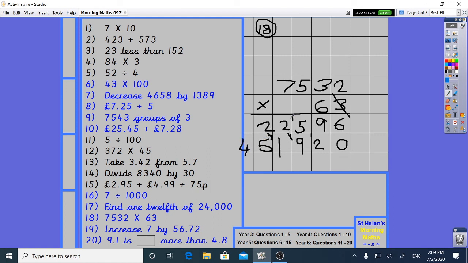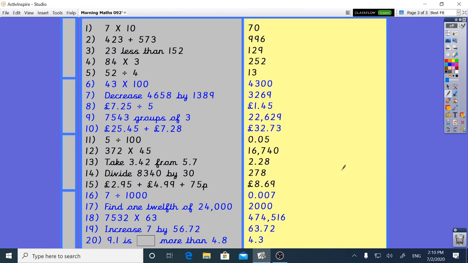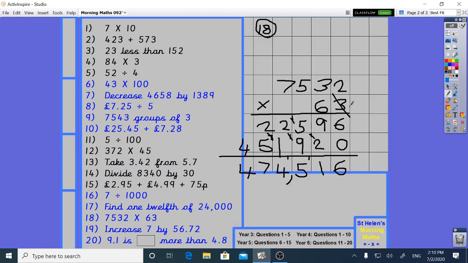Don't accidentally add on those little ones. Just add up your 2 lines. 6, 9 and 2, 11. 15. I get sometimes a bit mixed up on those, but that's okay. 4, 7, 4. 474,516. I'm going to peep at that one. 474,516, yeah. That's okay.